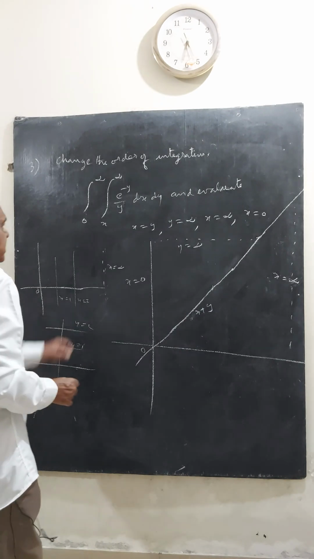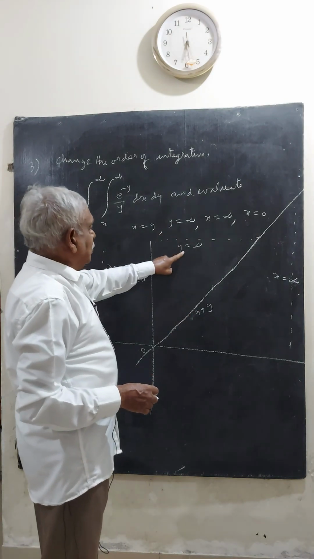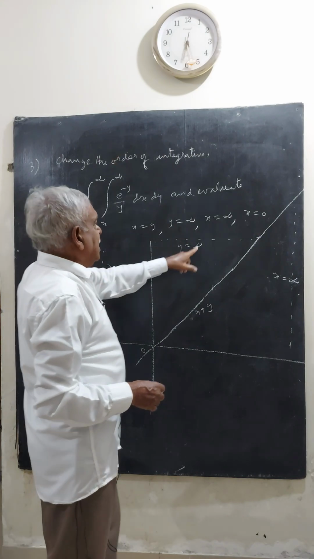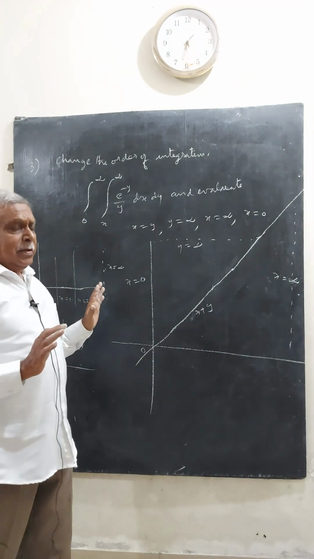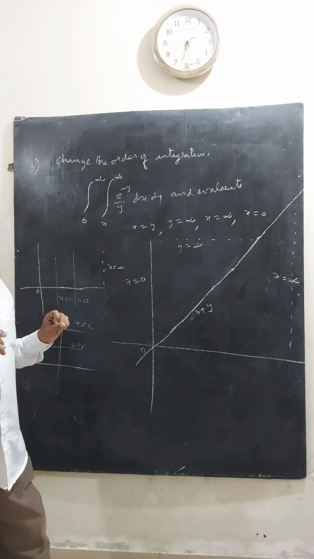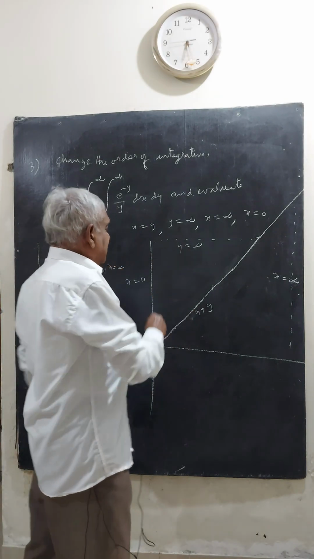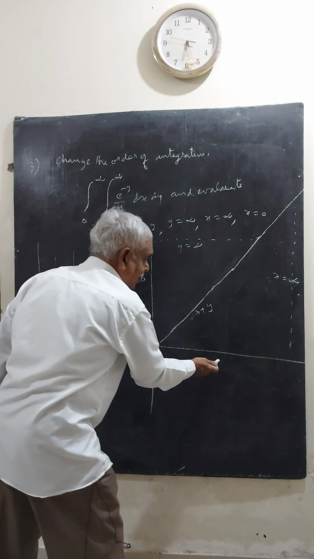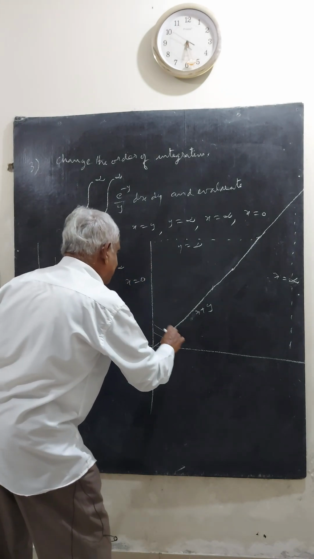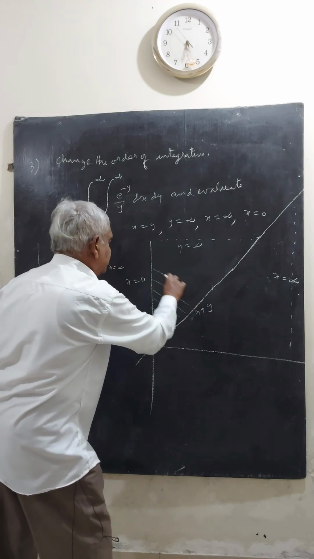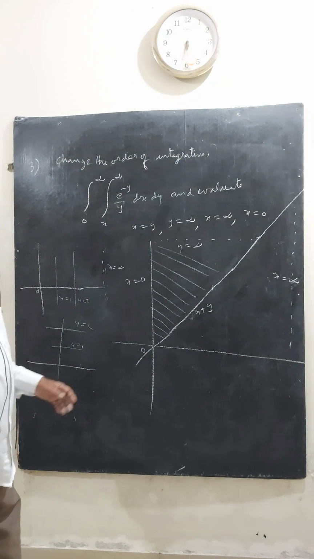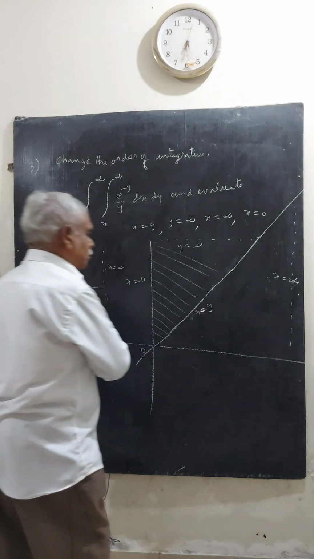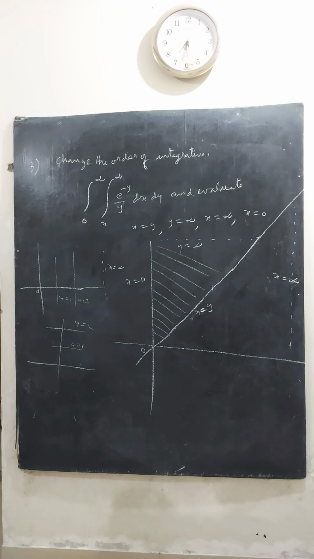We have drawn the curves: first curve is x equal to y, second is y equal to infinity, this line is at infinity, x equal to infinity, this line is at infinity, x equal to 0 is the equation of the y axis. We have to draw the shaded region from these three curves. Here is not the curve, therefore this is the required shaded region. It goes up to infinity. X equal to y. Again, we are going to change the order of integration.